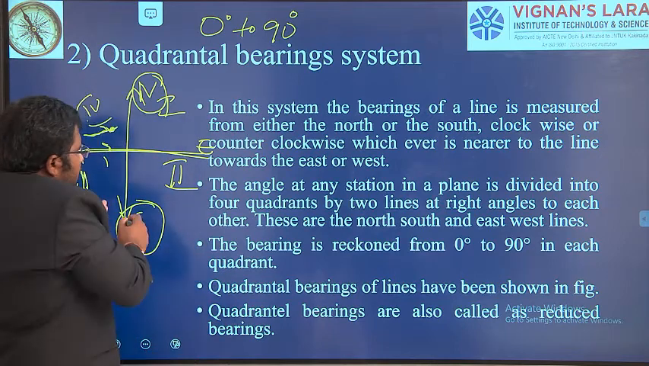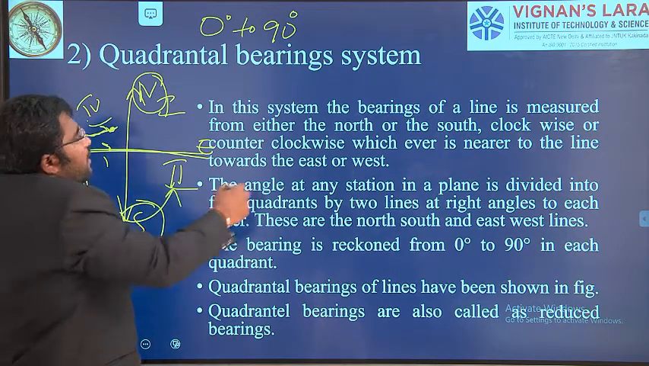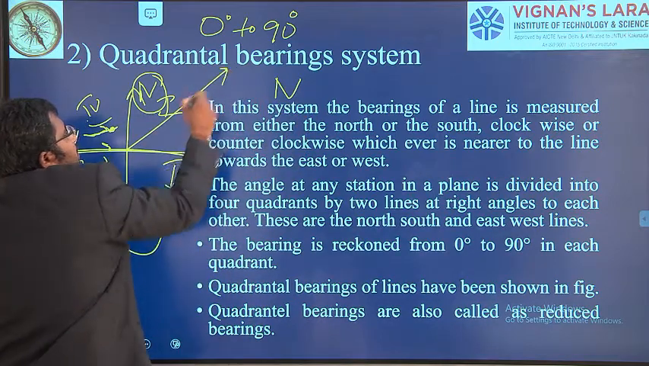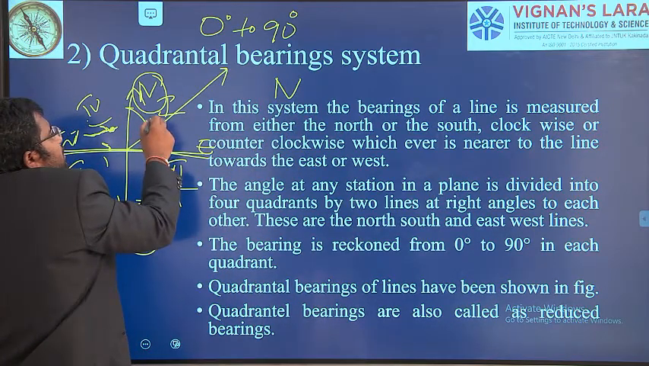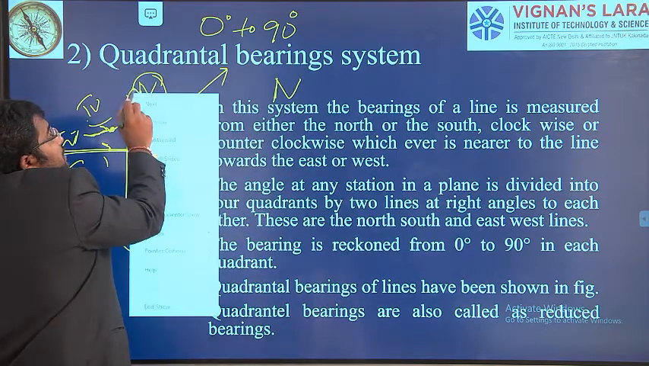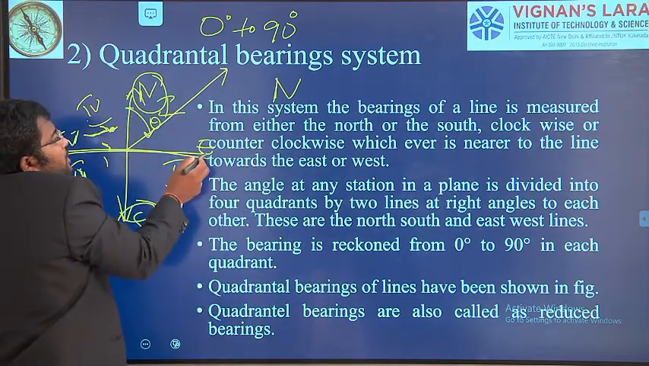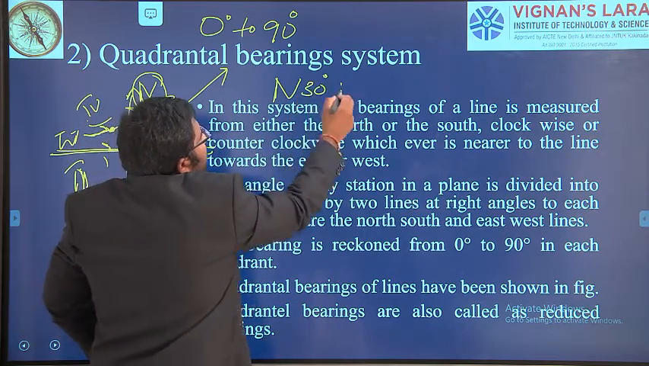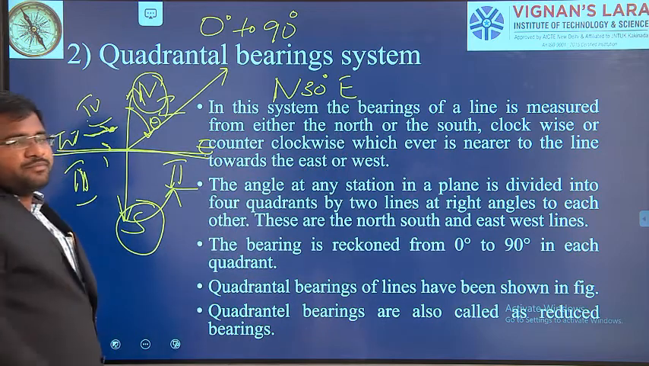Either way, we will represent the angle like this. If there is any line like this, the angle will be represented with respect to north. Which direction is it located? Towards east. So from north we may take 30 degrees towards east.